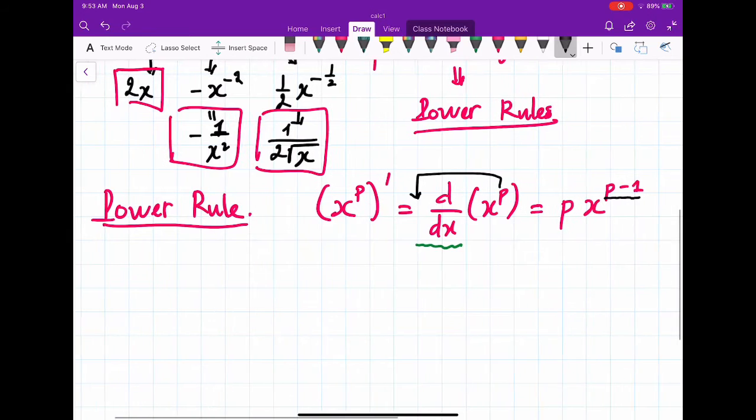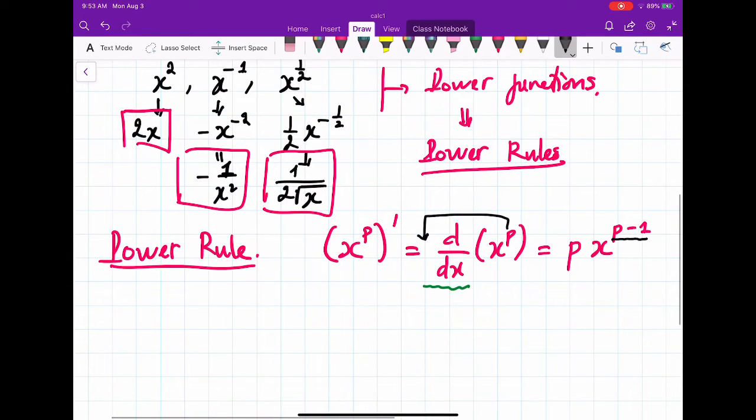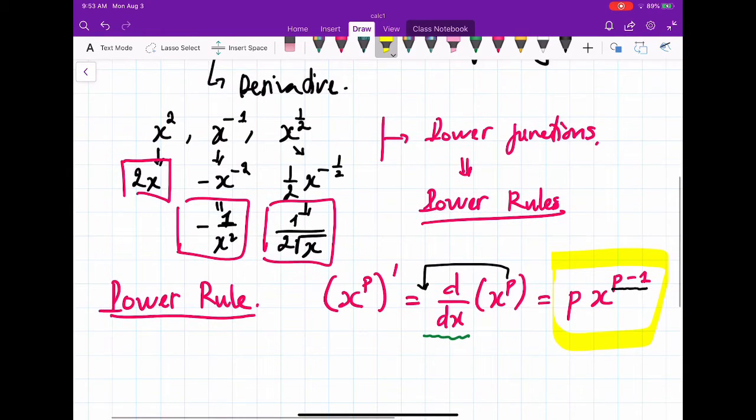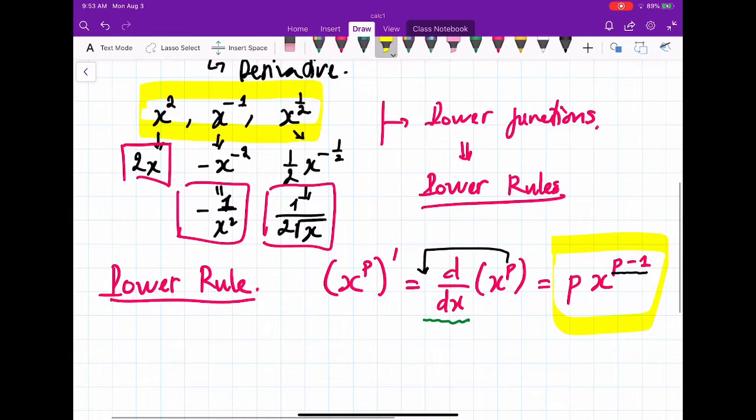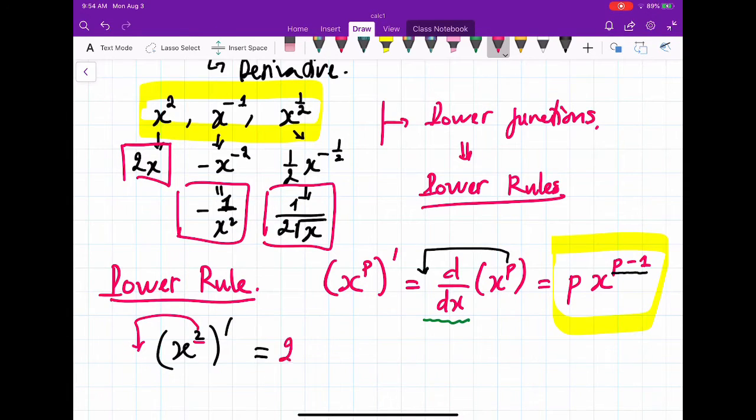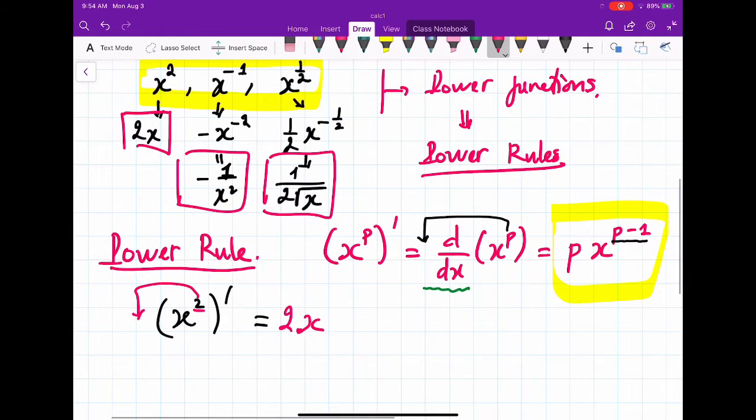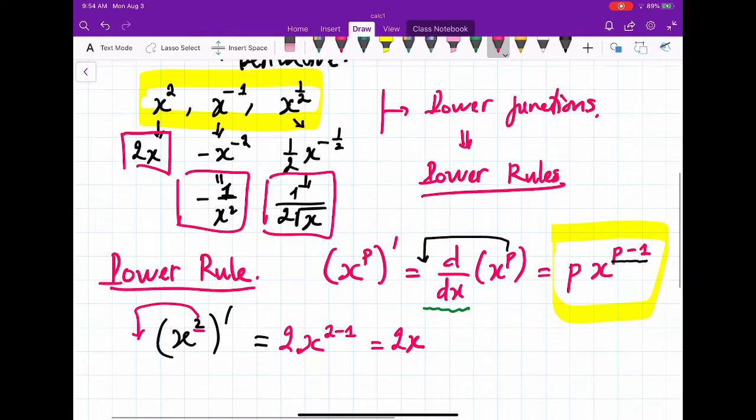If you use this rule for this function, let's check again. The derivative of x squared is what? The power is 2. I bring the power down here, I have 2 times x, and then I reduce the power by 1. I get 2 minus 1, which is 2x. You see, we get exactly 2x here.